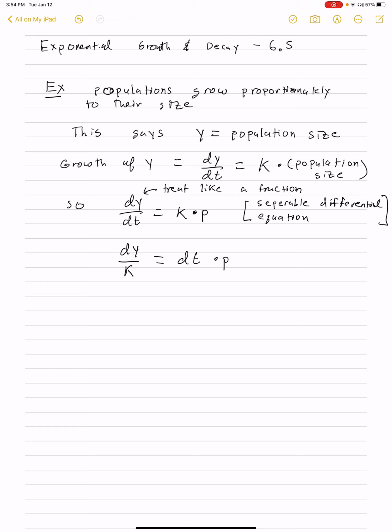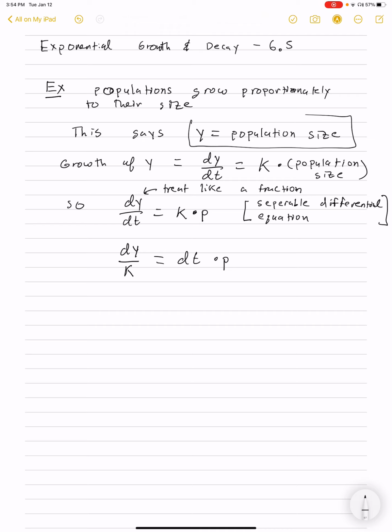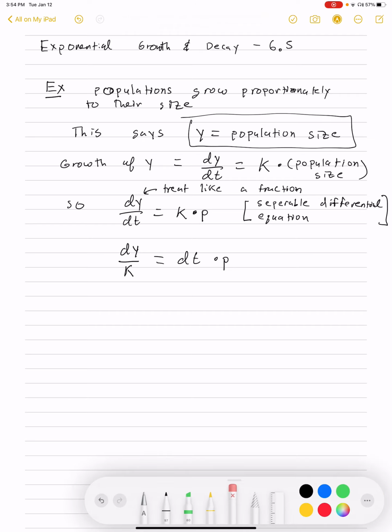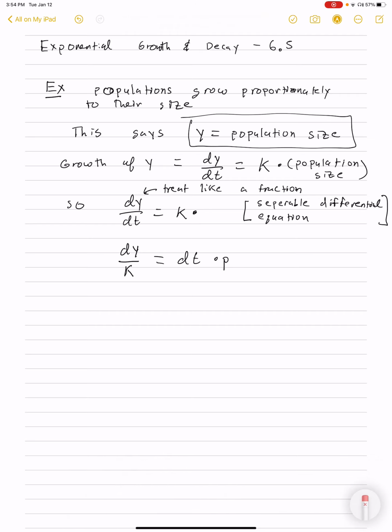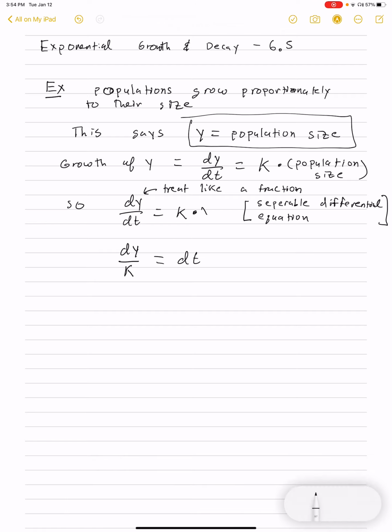Excuse me, one thing I'd like to correct here is that the population size p is given by y here. So I can replace p by y. And this is our equation. So now the equation is separated, so now we take the antiderivative.